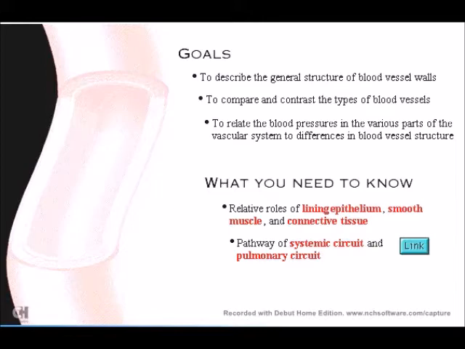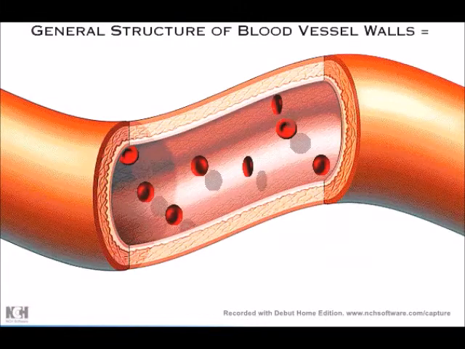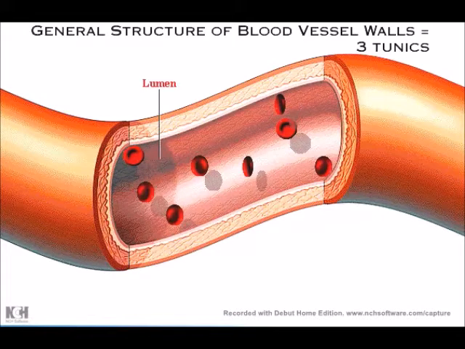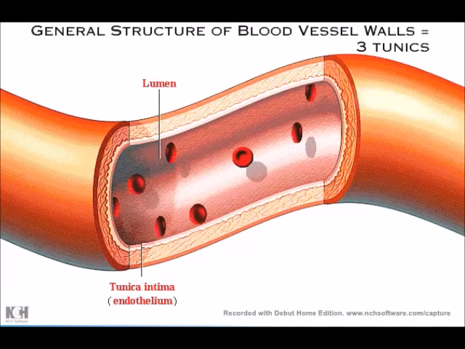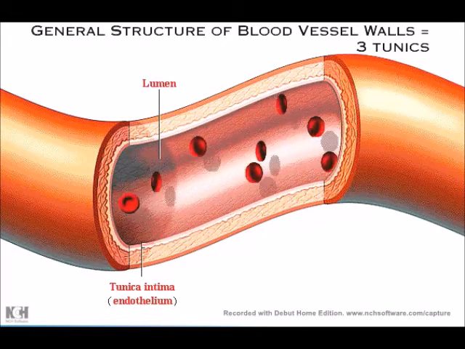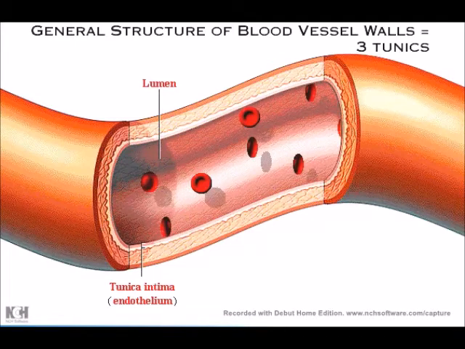To see definitions of terms, click the bold red words. Let's look at the general structure of blood vessel walls. The walls of all blood vessels, except the very smallest, are composed of three distinct layers or tunics. The tunics surround the central blood-containing space within the blood vessel, the lumen. The innermost tunic is the tunica intima, which is in intimate contact with the blood in the lumen.